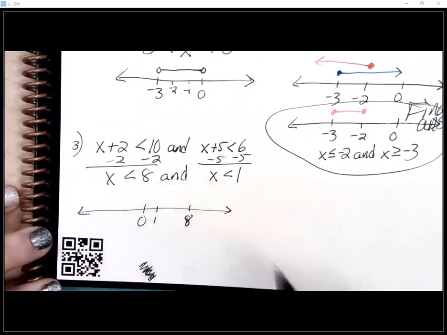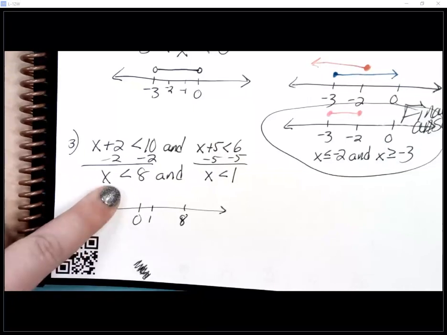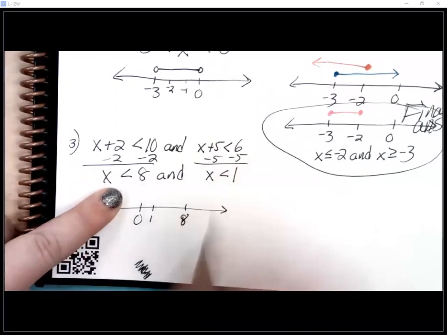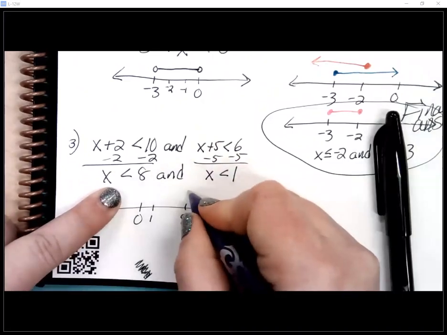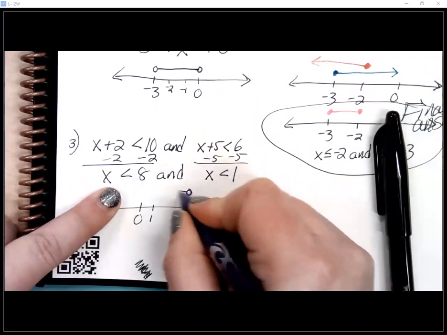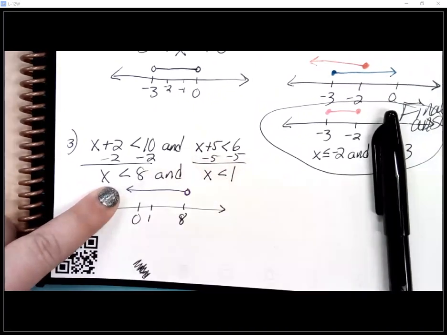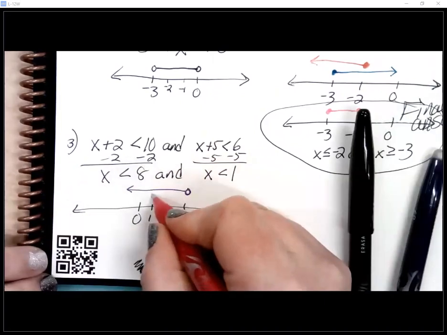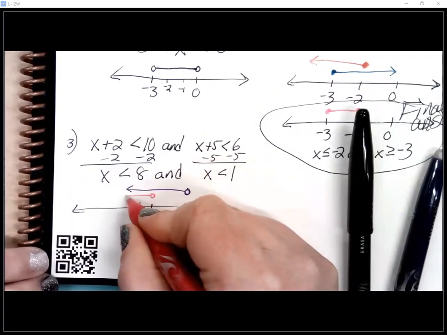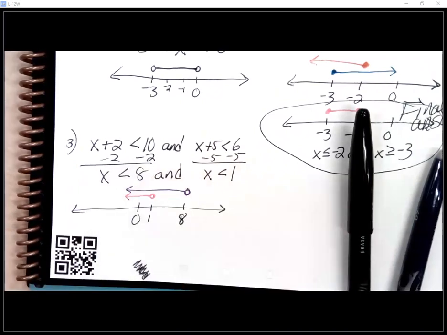All right, so one of them, x is less than 8. I'll do that one in purple. If I'm looking at x is less than 8, it looks like that. And then x is less than 1 looks like that. So for my final answer, I need where it overlaps.